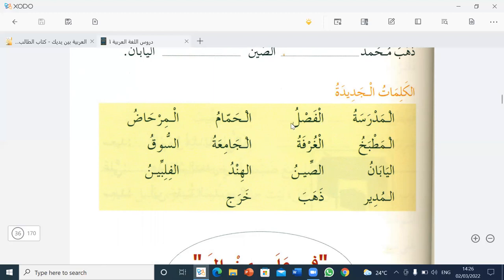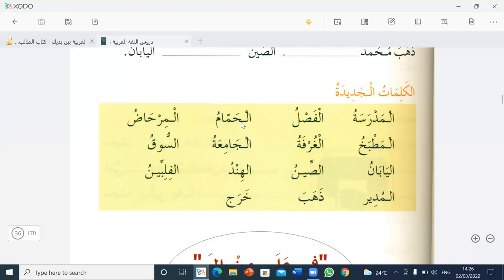Al-faslu, the class, classroom. Al-ghurfatu, living room, the living room. No, al-ghurfatu, the room. Only room. The room. Al-ghurfatu, the room. Asinu, China. China. Dahaba, he went. He went. Ahsanta. Diana, try. I tried it, but I wouldn't know the meaning. No, it's okay. Just try. It's all about trying.